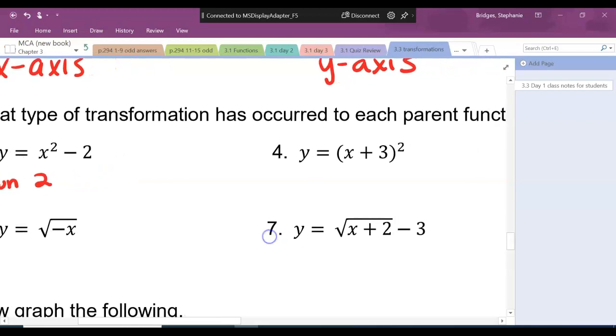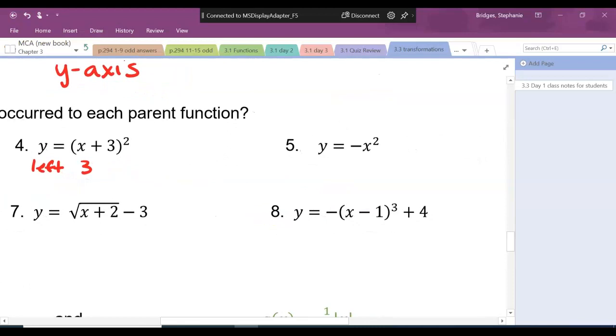For number 4, I also have an x squared, but I have a plus 3. Is that plus 3 after we square it or before we square it? Before. So if it's something plus c before the function has been applied, in this case squared, then that means it's going to move to the left. And how many to the left is it going to move? Okay. You kind of get the idea of what we're doing?